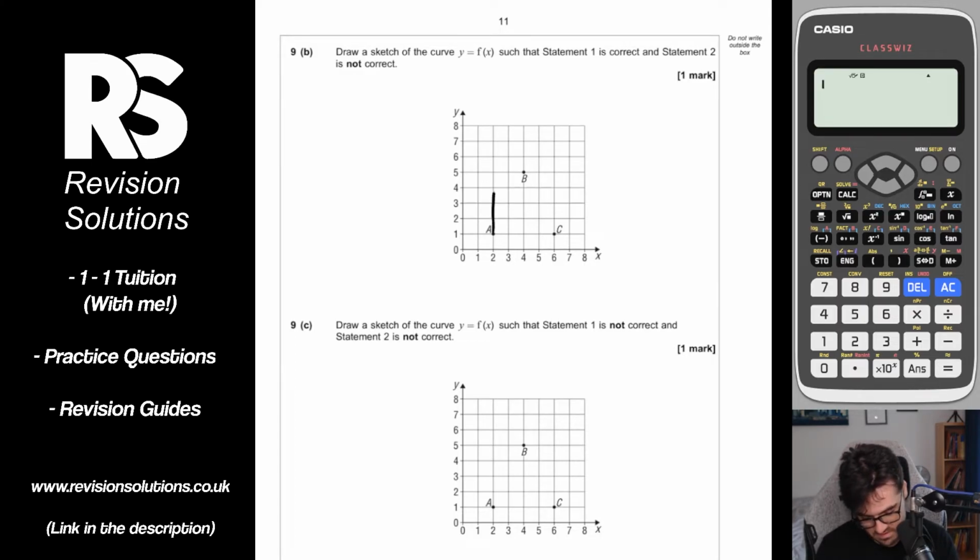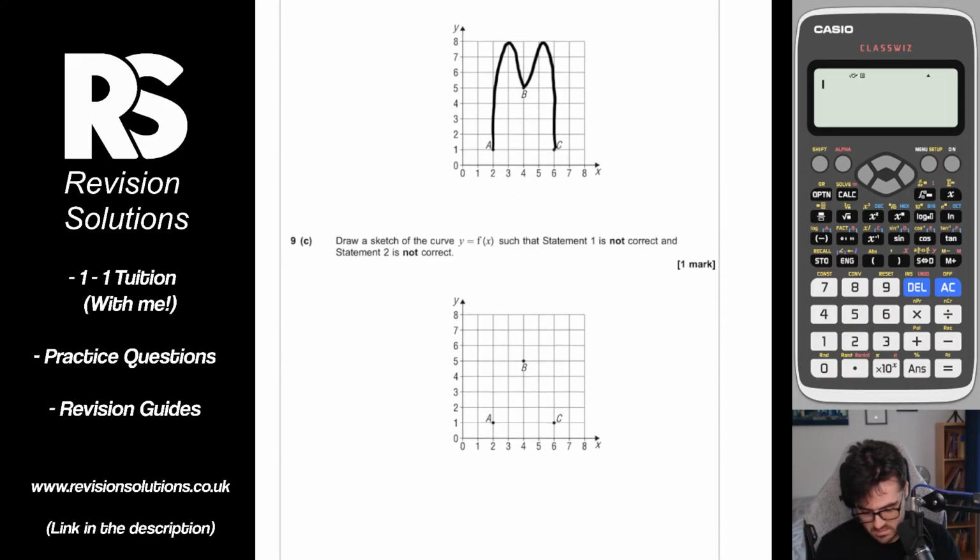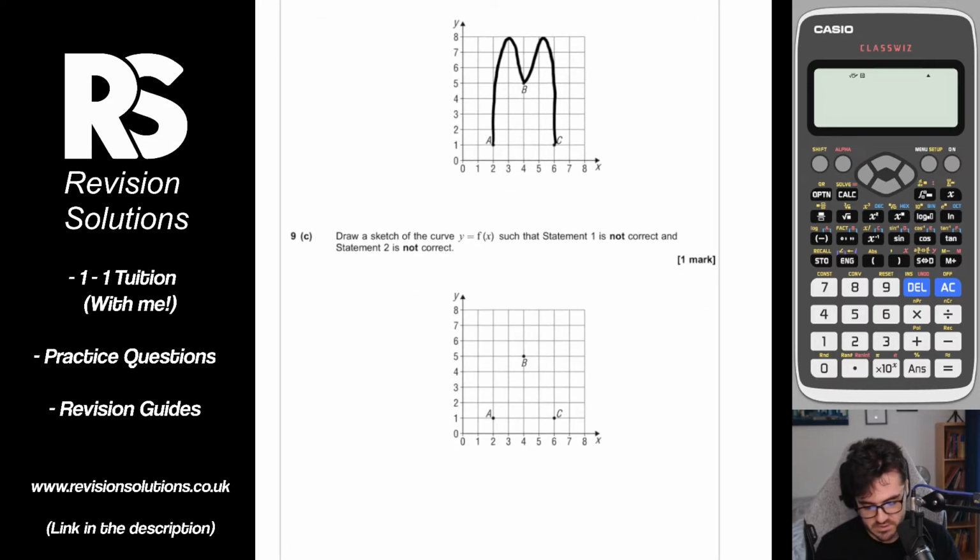Well, let's say we start here, we could go above perhaps and make that a minimum like that and go back up and then come back down to get to C. Then part C says draw a sketch of our function such that statement 1 is not correct and statement 2 is also not correct.